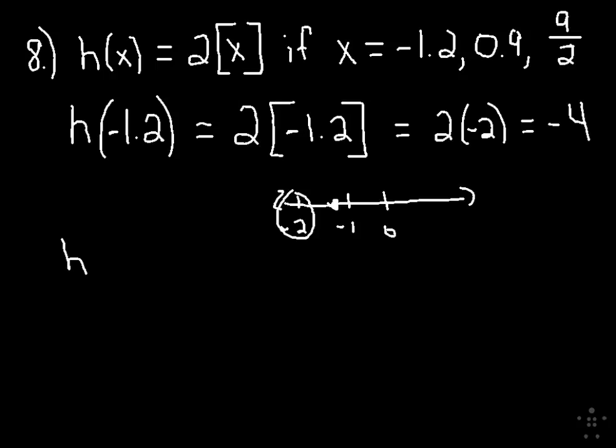On the next one, when we plug in 0.9, on a number line, if we're taking a look right here, it'd be really close to 1, but it can't be 1 because it can't be an integer that's bigger than that number.